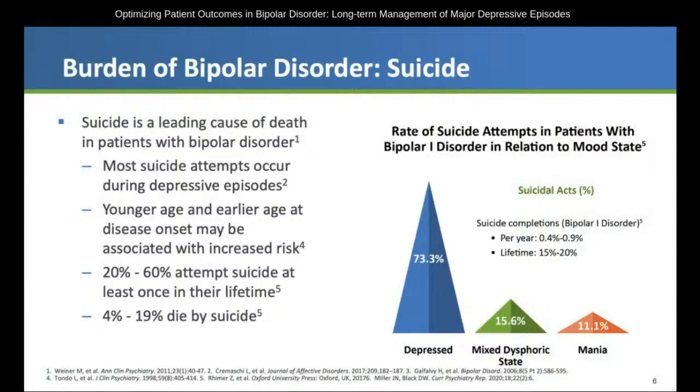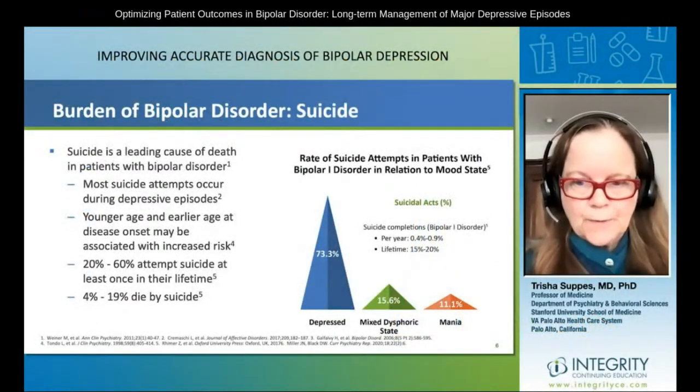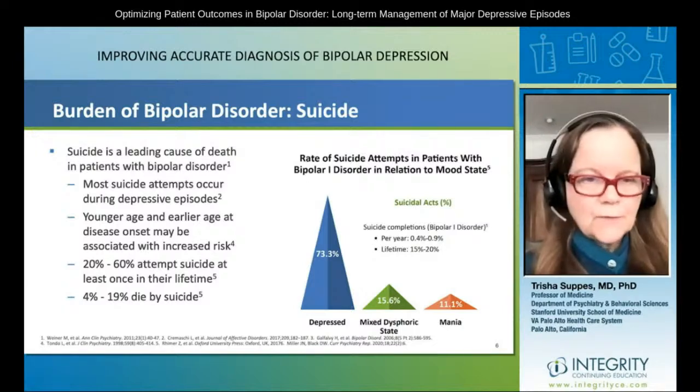And indeed, they mostly occur during depressive episodes, as we see on the right figure here, the right triangle, 73% is suicide attempts. I think importantly, the majority of people, as you see, the 20 to 60%, attempt suicide at least once. That's what we know about. I think what's so striking is 20% die from suicide. That's a very high number. It's much higher than the general population. And it's one of the reasons that we're giving this talk, which is to recognize depression and then to more aggressively treat it is very important.